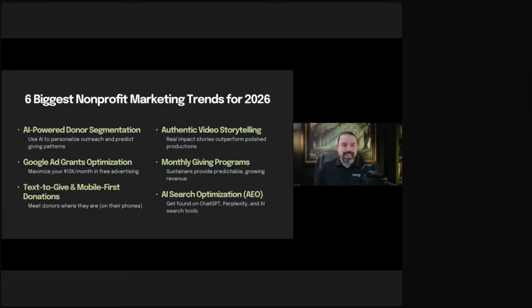Let's move on. All right, let's talk a little bit about the largest digital marketing trends for 2026, the stuff that's coming. All right, so we've got AI-powered donor segmentation. We're seeing AI being used to slice your donor database and create predictions of giving patterns. Some of you are using CRMs that do that. Some of you are doing that manually, but AI-powered donor segmentation is a really big thing for 2026, using the power of AI to understand your donor base better.